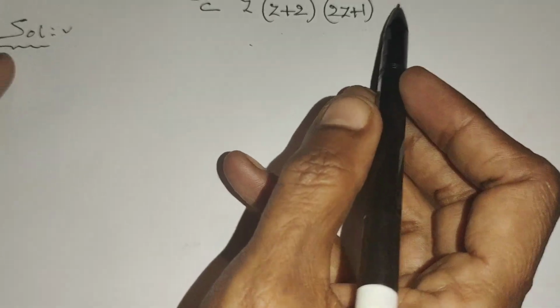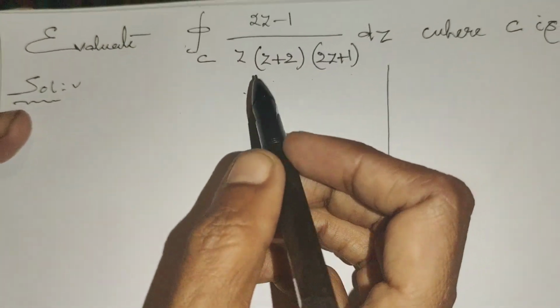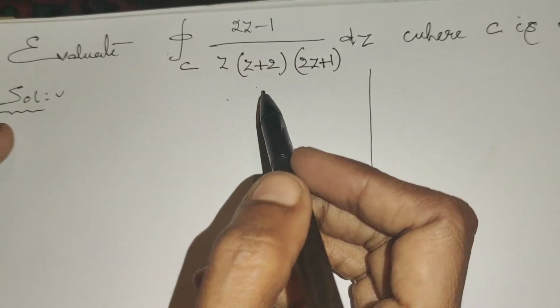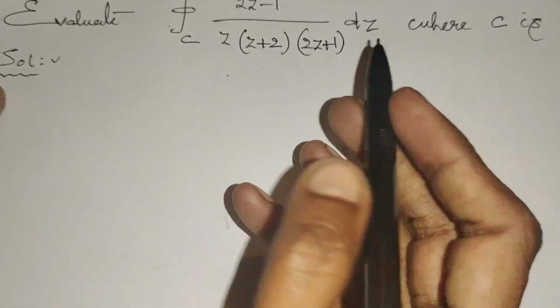Now today we are going to evaluate the integral of (2z minus 1) by z into (z plus 2) into (2z plus 1) dz, where c is the circle |z| equals 1. Find out the simple poles of this function f of z, and at these simple poles find the residue of f of z.